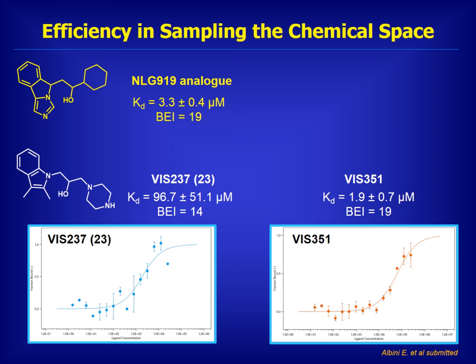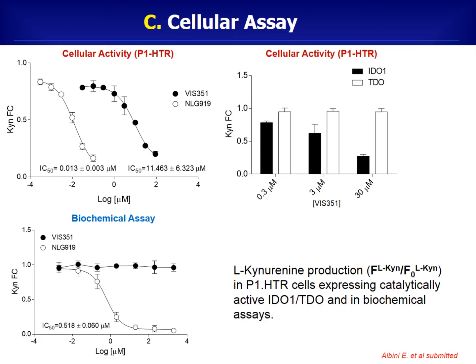So, we further tested these molecules in cellular assays, and we surprisingly found that this molecule is much weaker in terms of inhibition potency of the enzyme with respect to the NLG919 analog. Indeed, the second compound has an EC50 in cells that is in the nanomolar range, whereas this 351 has an EC50 in the micromolar range. Nevertheless, the molecule is still able to selectively inhibit IDO1 over TDO.